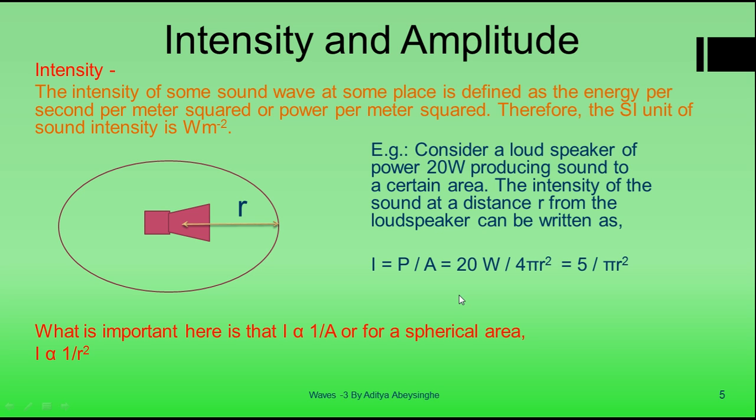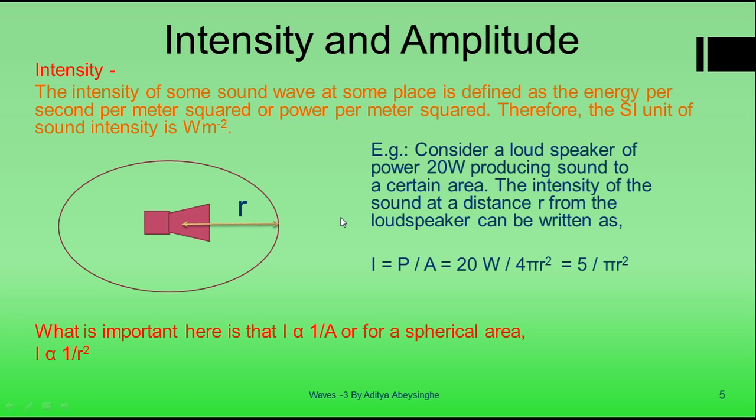So it's not equal to 4 r squared, it is equal to 4 pi r squared. So what's important here is that I is inversely proportional to A, or that the intensity is inversely proportional to area. So if you increase the distance, say you have initially a distance of 20 meters from the loudspeaker, and you then travel away from the loudspeaker to a distance of 40 meters, the intensity decreases.